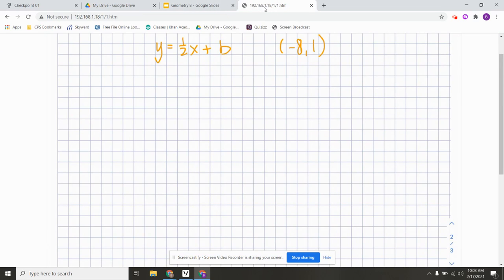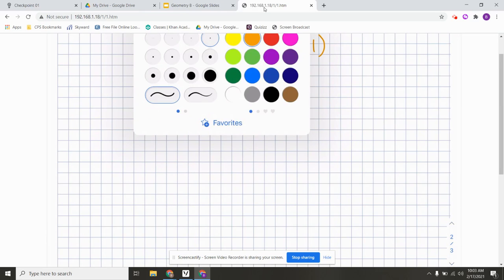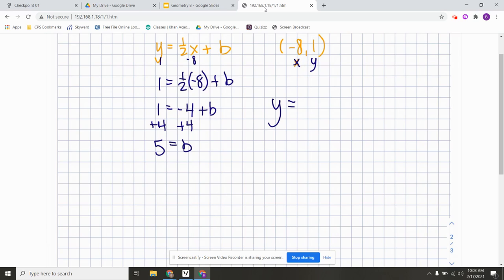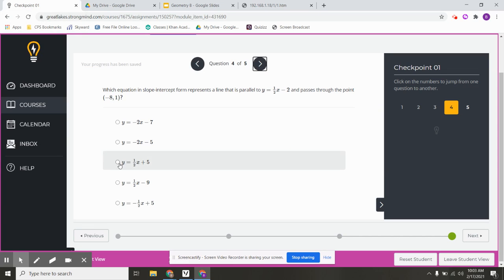It looks like this. So this is the x. I'm going to change color. So that's the x, that's the y. So we're going to put 1 in right there and -8 right there. So 1 is equal to half of -8 plus b. Then half of -8 is -4 plus b. And then we add 4, and then 5 is equal to b. So our final equation would be y is equal to 1/2 x, because we know that part has to stay the same. And then we put the 5 in there, so 1/2 x plus 5.